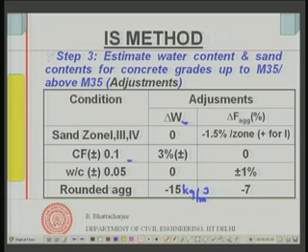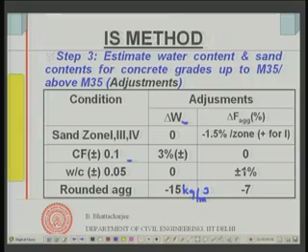And when you have rounded aggregate, your packing improves, so you need much less sand, and sand can be reduced by 7% straight away. So, these are the adjustments suggested for water content and sand content in the mix.